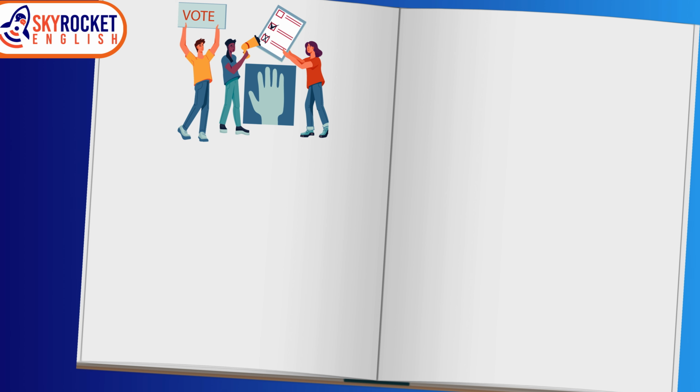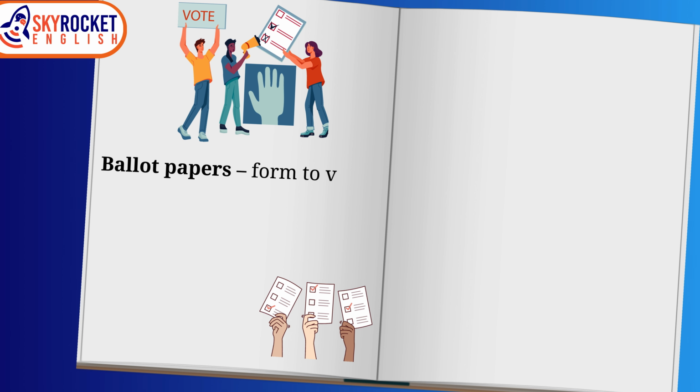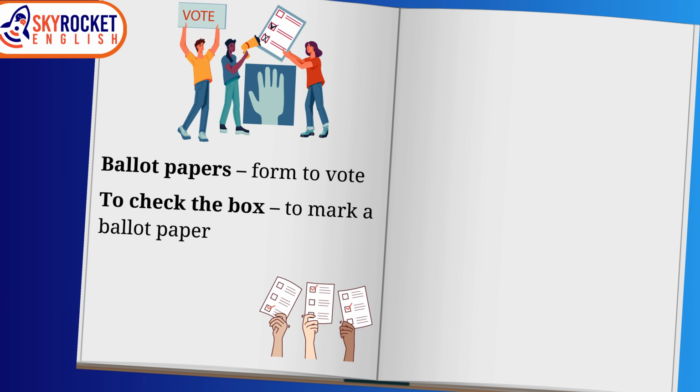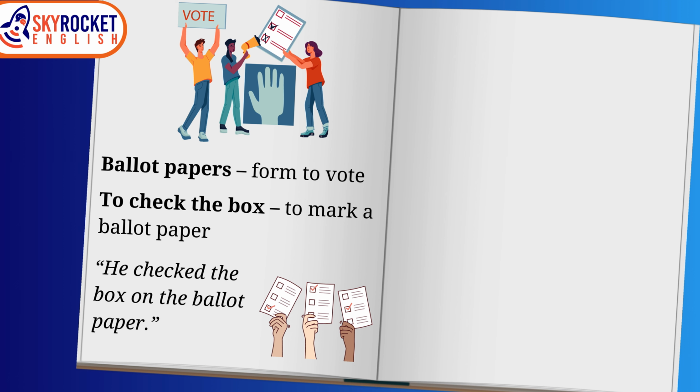First off, let's talk about the practicalities of holding an election. The form you use to make your choice is called a ballot paper, and when you make your mark upon the paper, it is called to check the box. For example, he checked the box on the ballot paper.